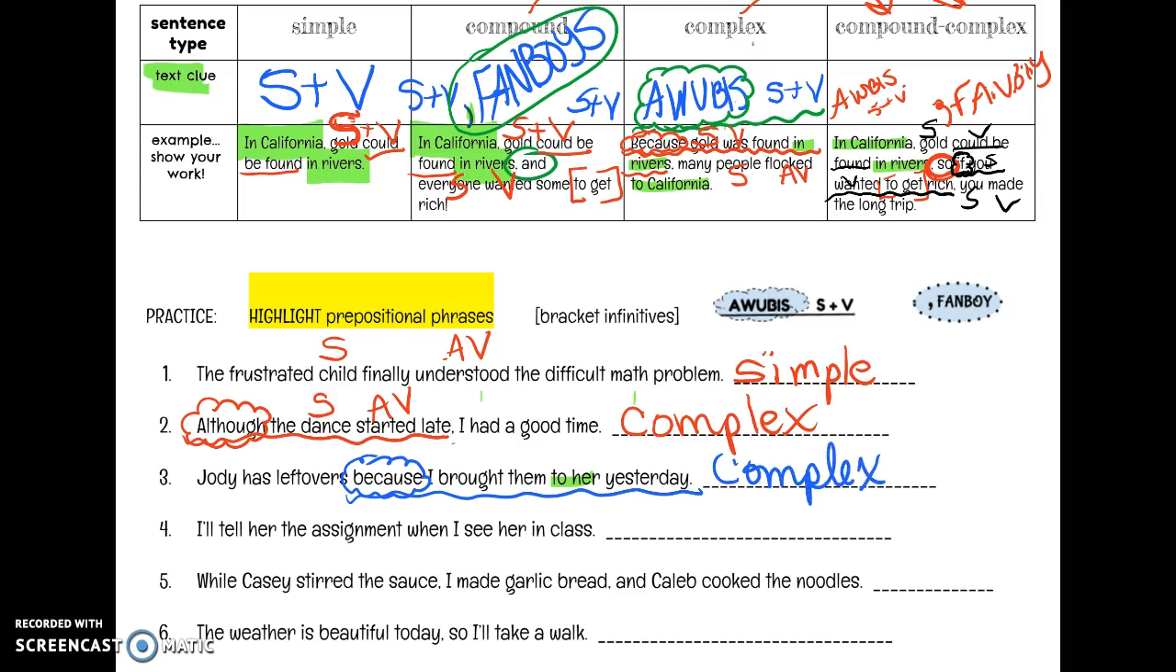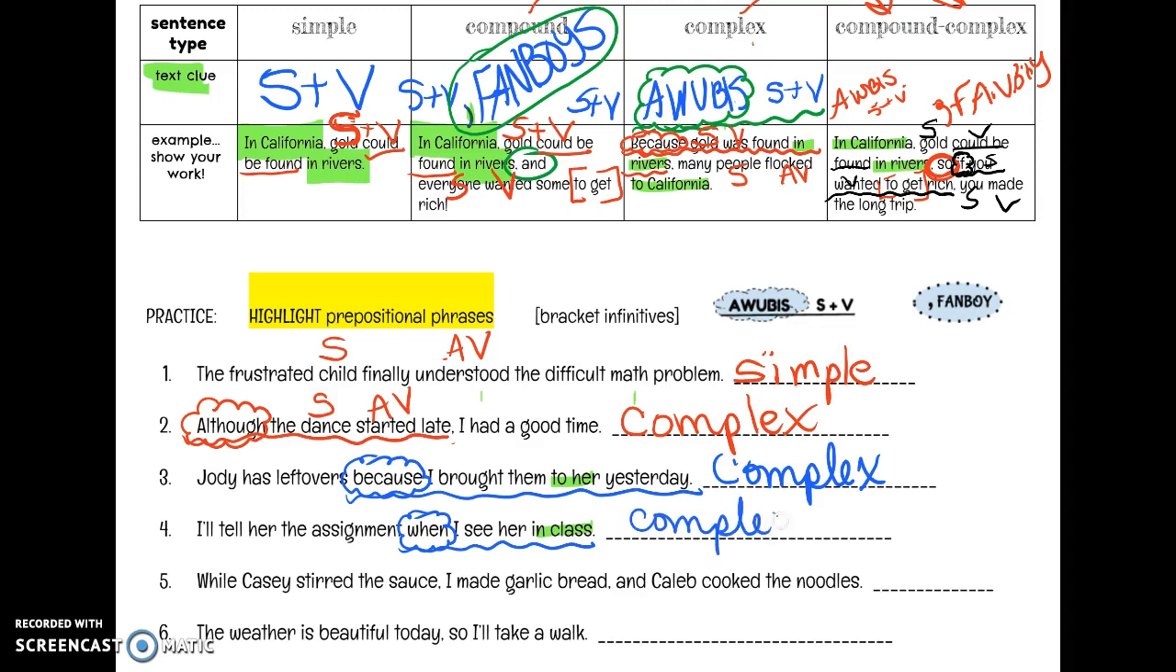I'll tell her the assignment when I see her in class. Look for my prep phrases, and I do see one: in class. I don't see a comma FANBOYS in here. I don't see a comma at all, so I know this can't be a compound sentence. So now I want to look to see if I can find an AWUBIS. And I do see one: "when." I'm going to draw my cloud around it. When what? When I see her in class. If I take that clause out of there, I'm left with "I'll tell her the assignment." Okay, so I can tell that that is complex.